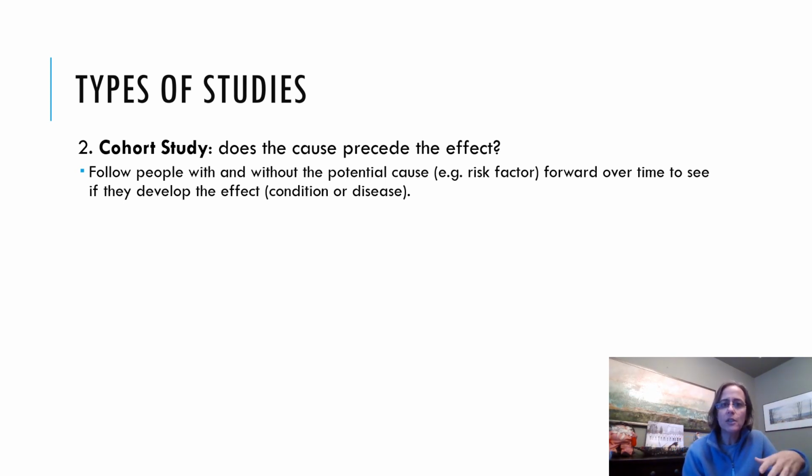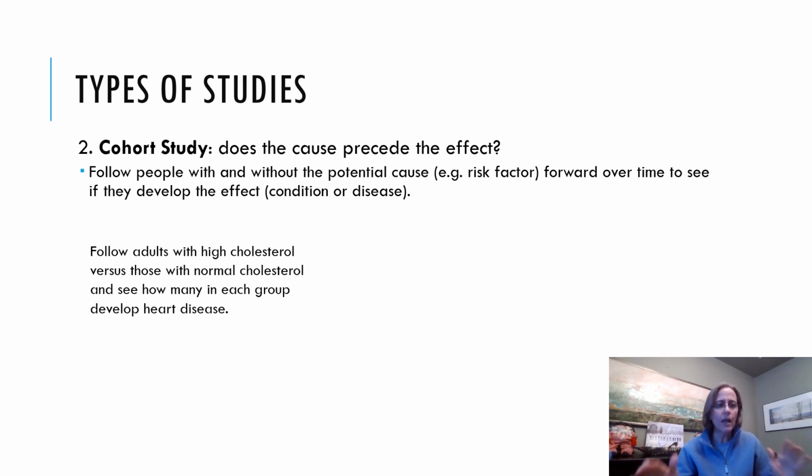So that's the difference between a case control, where they already have the disease or not and we're looking backward to see if the potential cause was more common in people who got the disease. In a cohort study, we're going to follow them forward through time to see if they develop it. So here's an example. Let's look at adults who have high cholesterol compared to low cholesterol. Follow them forward through time and see if the people with higher cholesterol are more likely to develop heart disease.